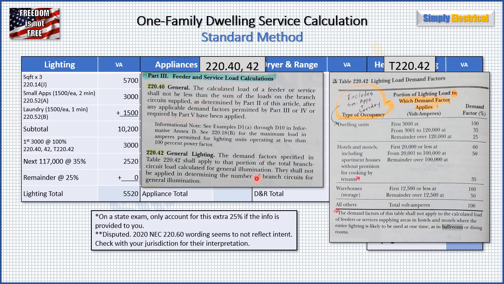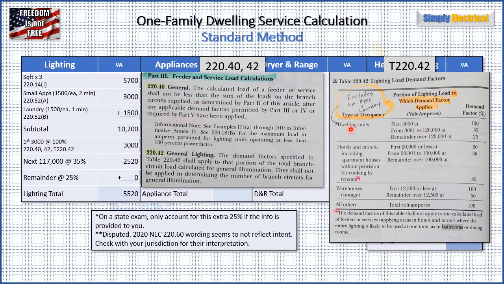So this first sentence, back to this, it says the demand factors specified in Table 220.42, which is over here, shall apply for general illumination. Let's go take a look at this table. It says lighting load demand factors. And just real quickly, anytime it says demand factor, all that means is it's a percentage of the whole. So you're taking a percentage of the whole, and that's what's required here. Instead of tallying all these up and getting 100% and just taking that, we're actually able to apply a demand factor to it, and we'll end up applying a smaller number than that.